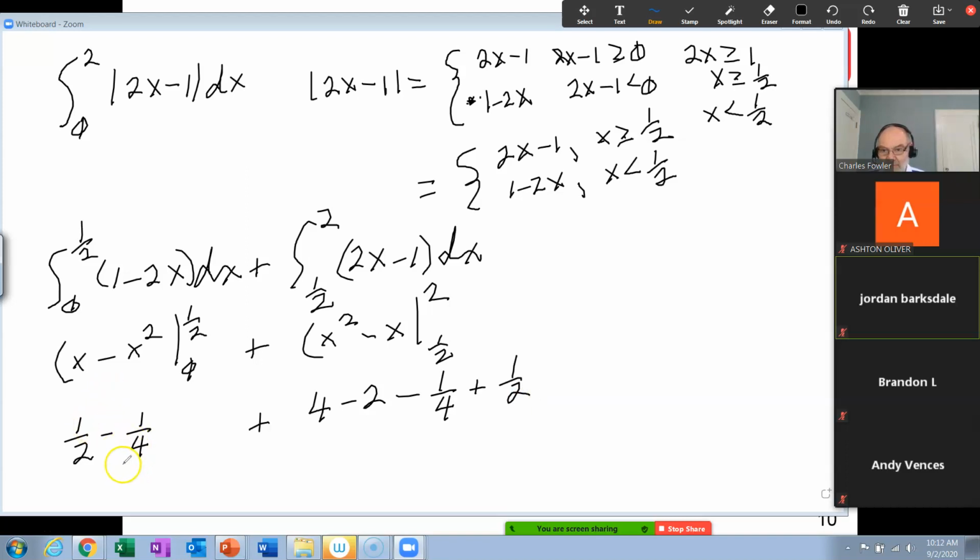Notice you got 2 minus 1/4. That adds to minus 1/2, so that wipes out the plus 1/2. 4 minus 2 is 2, plus 1/2 is 2.5, or 5/2. Oh, that's what the book got too.